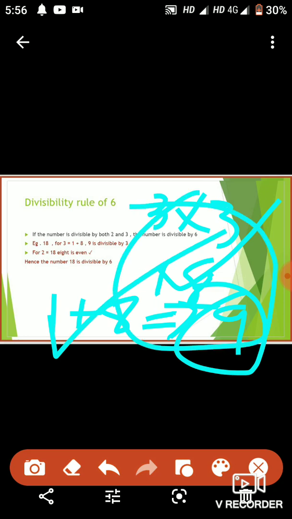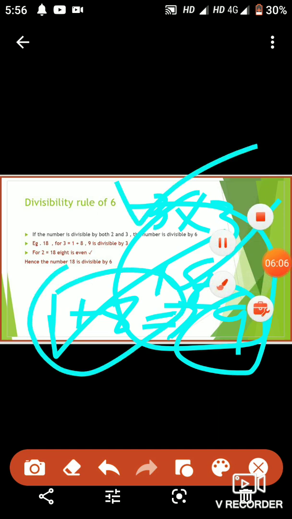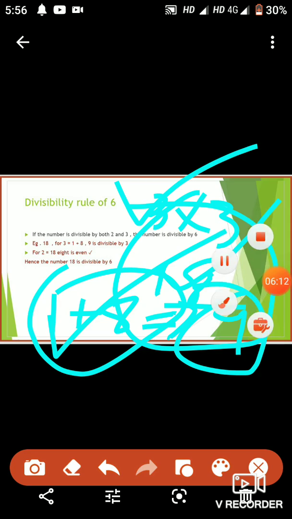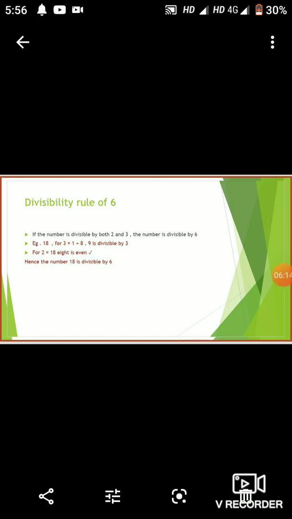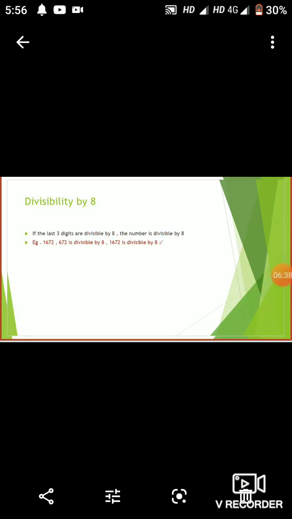That means the number 18 is divisible by 6. Because the number is divisible by both 2 and 3, the number will be divisible by 6. If the number is not divisible by any one of them, then the number will not be divisible by 6. Even suppose the number is not divisible by 3, but it is divisible by 2, then the number will not be divisible by 6. This is because it is compulsory for the number to be divisible by both 2 and 3. Now, divisibility by 8.